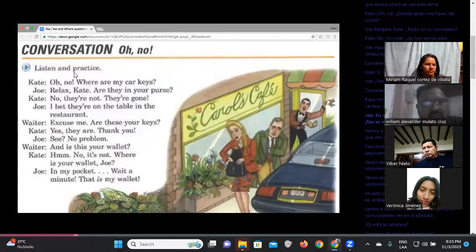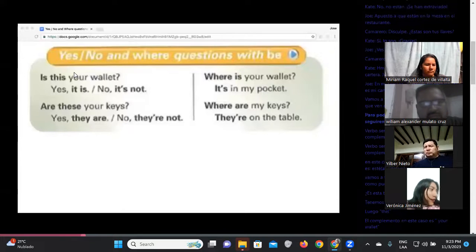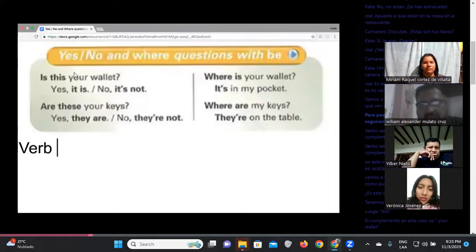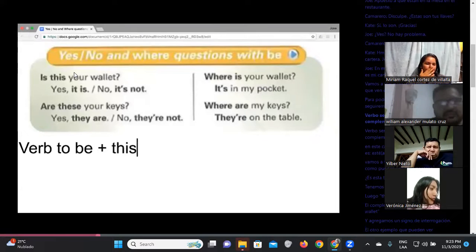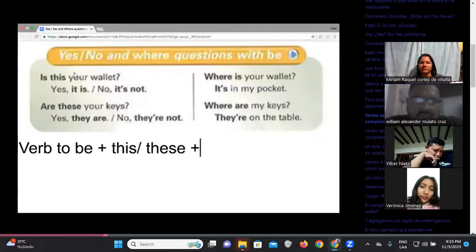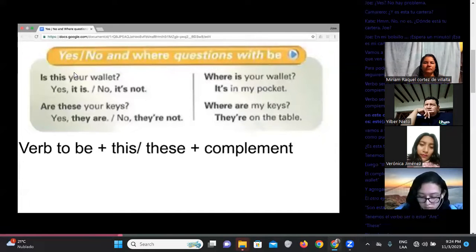That is my wallet. Let's try to make sense of the chart that you see on the screen. In order to form yes or no questions, we're going to follow the next formula. To be plus this, or in this case could be these, plus some kind of complement. So verb to be plus subject plus complement. In this case, we want to say that the subject is this or these.